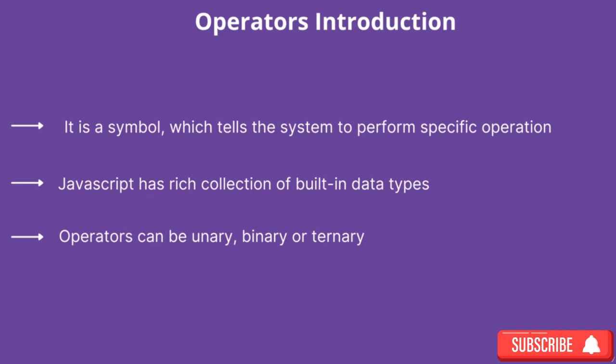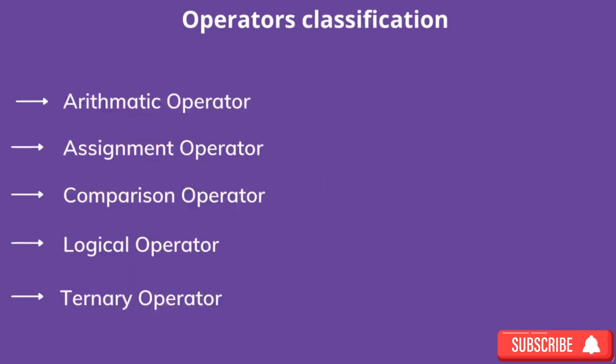So the operator is the symbol, and the things on which the operator is applied are called the operands. For example, if there are a couple of variables A and B, and we say A plus B, then plus is the operator and A and B are the operands on which the operator is being applied. In JavaScript, we have a vast list of operators, and using individual operators we can perform specific tasks. On the basis of the operands, these operators can be classified as the unary operator, meaning a single operand operator, binary operator, meaning the operator having two operands, or ternary operator, meaning the operator having three operands.